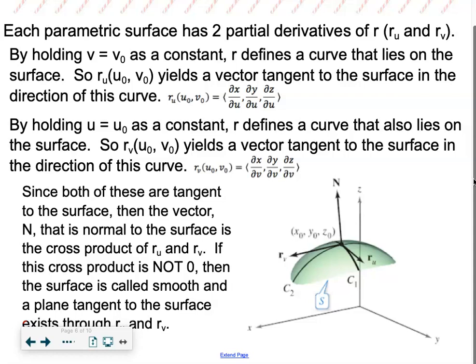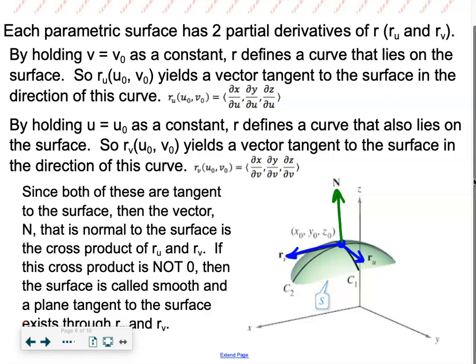So if your r sub u is that tangent vector, here's your point, and your r sub v is that tangent vector, then if we want a vector normal to the surface, how would I produce a normal vector? Cross product, right? And that's where we're going to head for all of our applications for the next several days: finding r sub u, r sub v, and doing cross products.